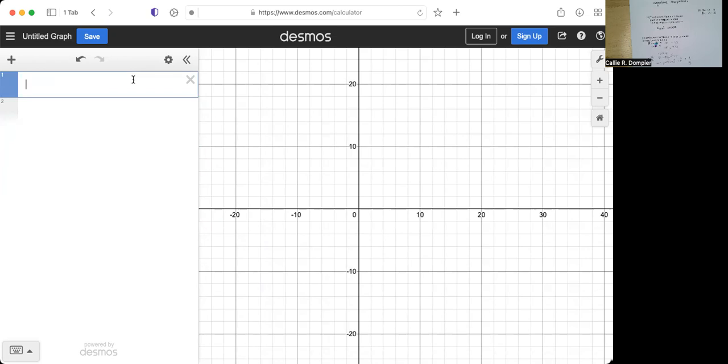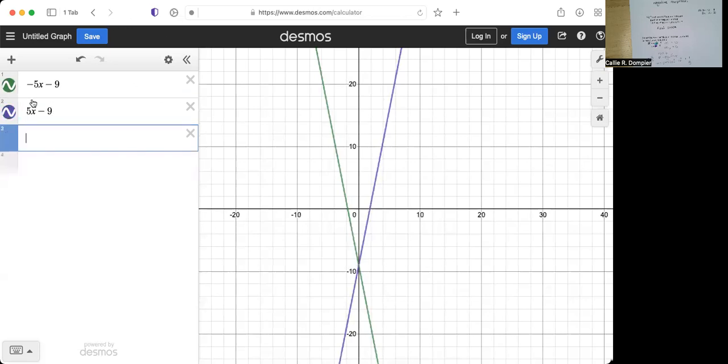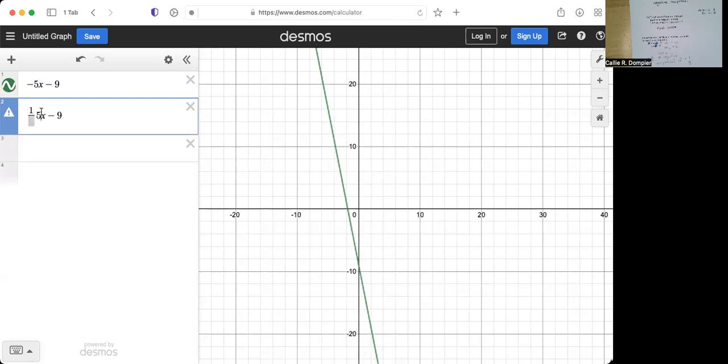Here we have y equals -5x minus 9 and y equals 5x minus 9. When I graph those, do they look like they're perpendicular? They're at a 90-degree angle? They're not. A 90-degree angle would be like a corner in a house. Okay, these aren't corners. We have one big corner and one tiny corner. However, if I changed it to 1/5, that looks perpendicular. Okay.